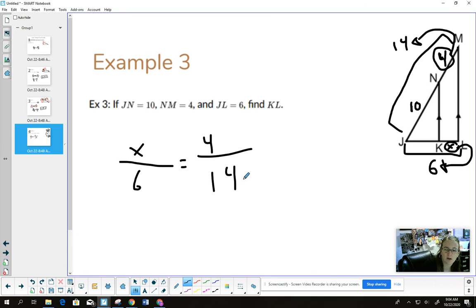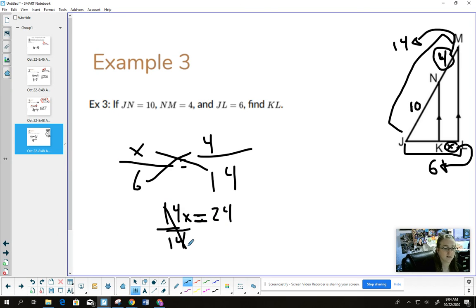You can pause the video if you want to try it real quick. I'm going to go ahead and finish it up. 14 times X is just 14X. 6 times 4 is 24. Once again, notice that I do not have fractions anymore. We're going to divide by 14 and once again get a decimal. 24 over 14. We got 1.7.